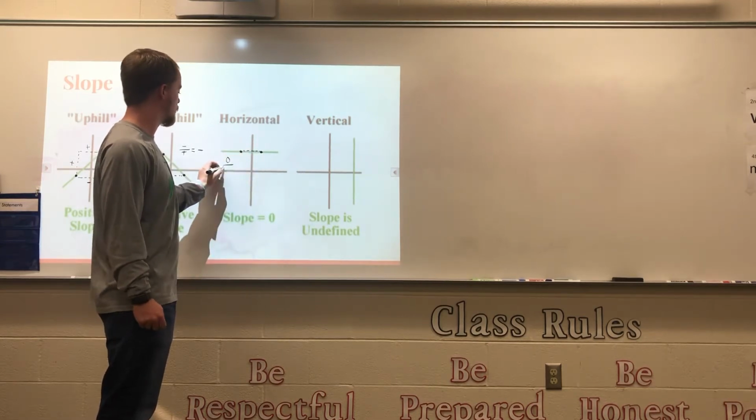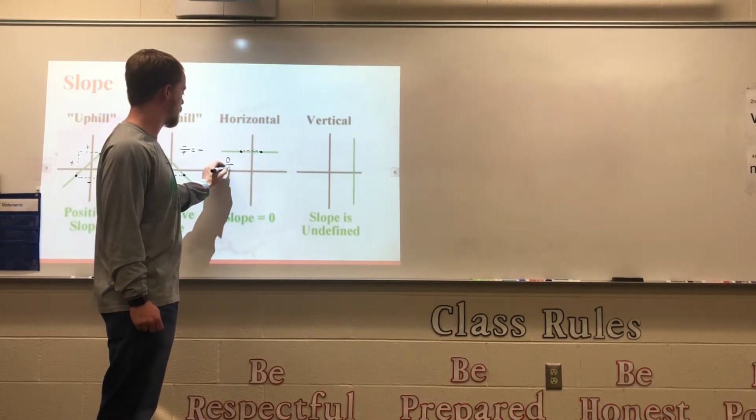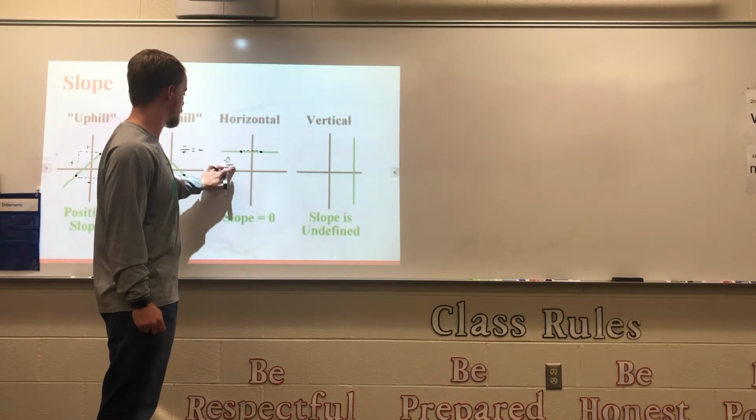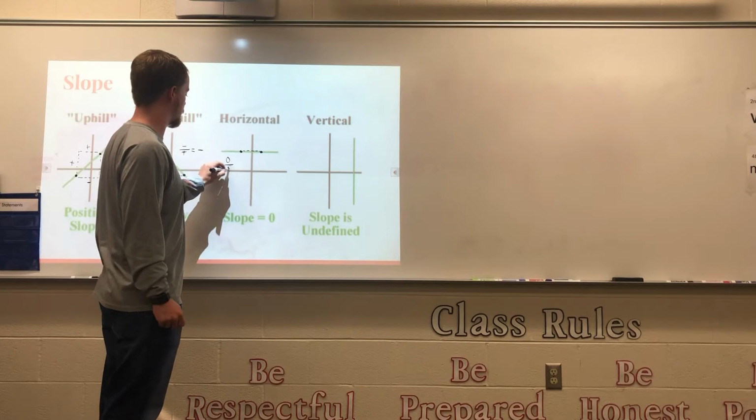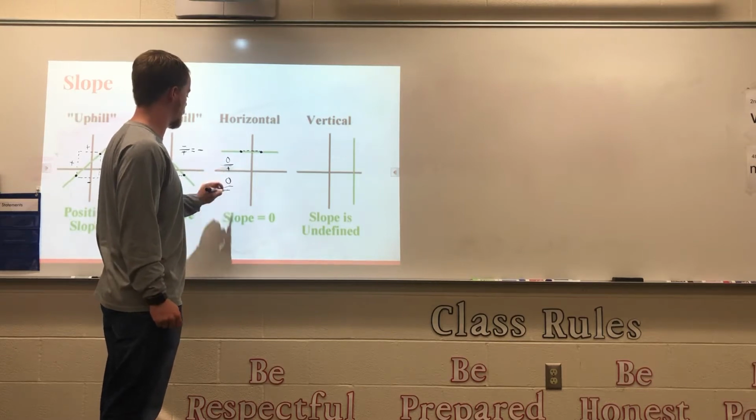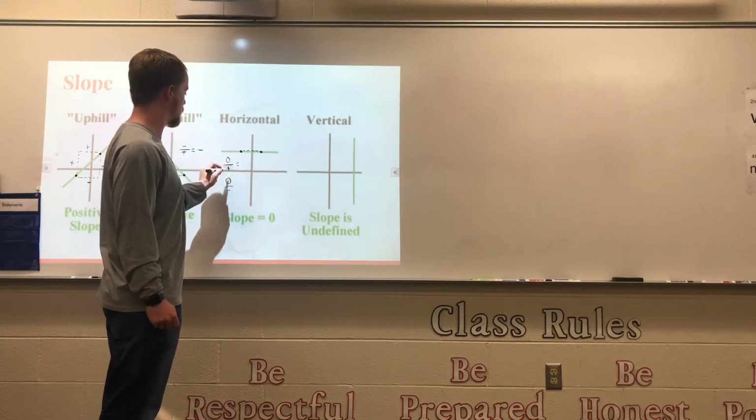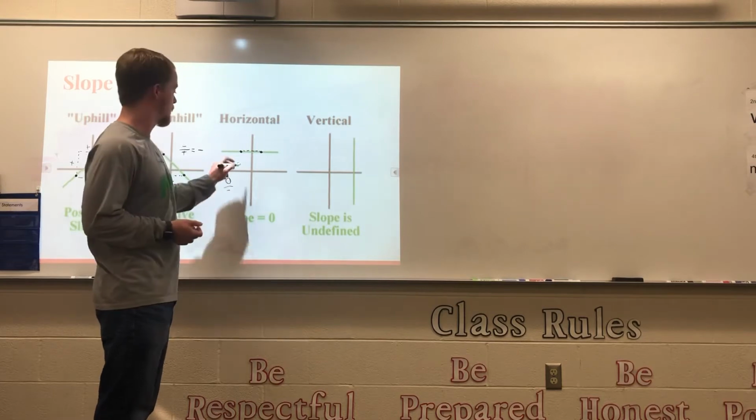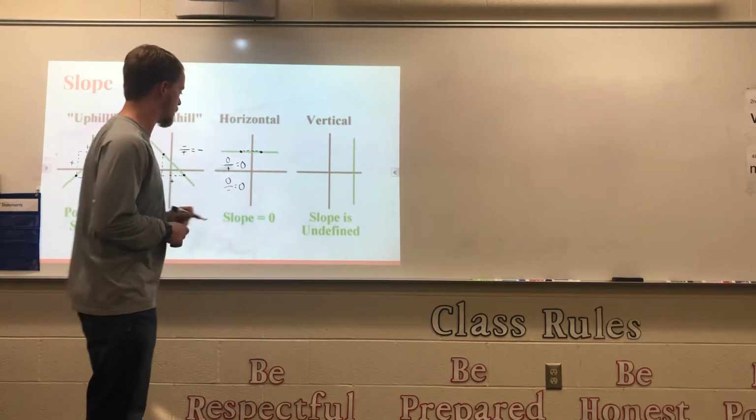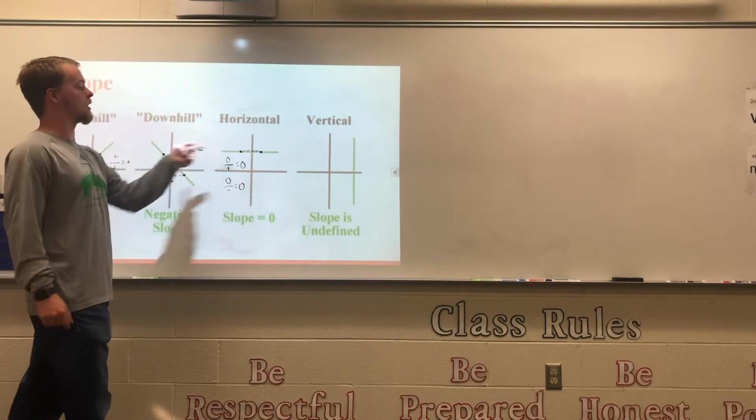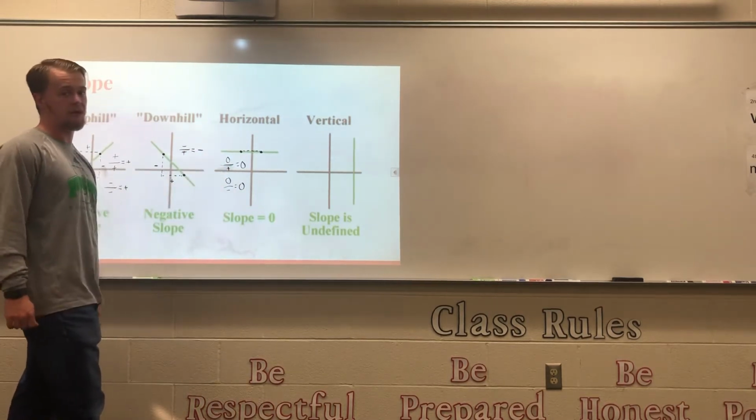Either way, whether this is a positive or a negative, actually let me write that as 2 separate fractions. So if it's a positive or if it's a negative, 0 divided by any positive number is 0. 0 divided by any negative number is 0. So that's why a horizontal line has a slope of 0.